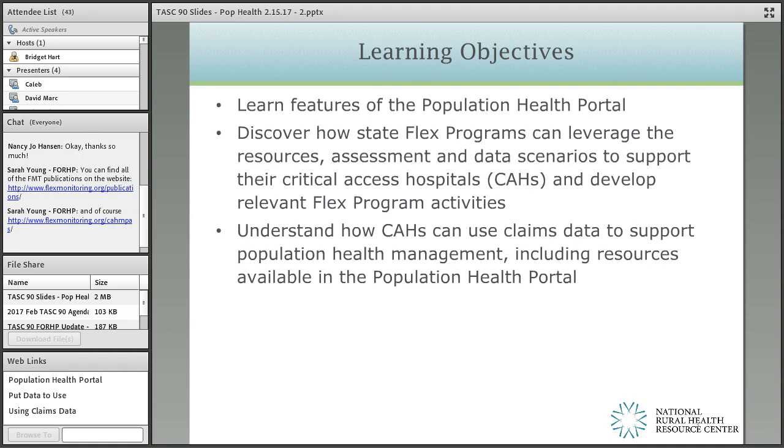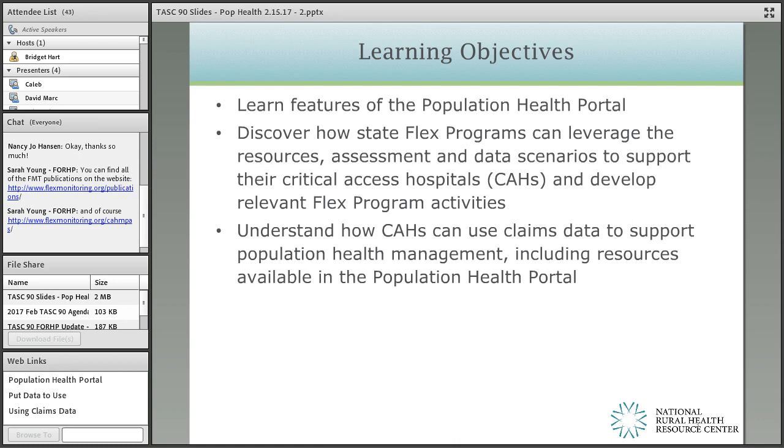In today's objectives, I'll point out some of the features of the Population Health Portal and show how Flex programs can leverage the resources, assessment, and the data scenarios to support CAHs and develop relevant Flex program activities within the population health core area.